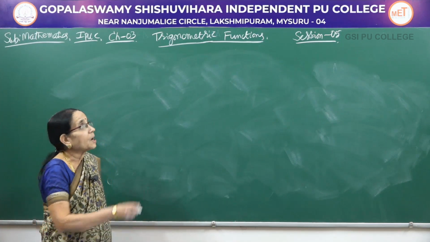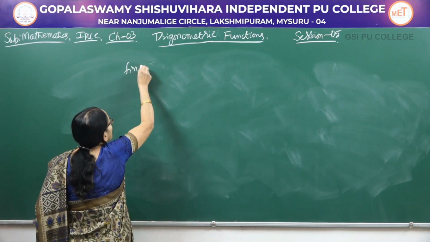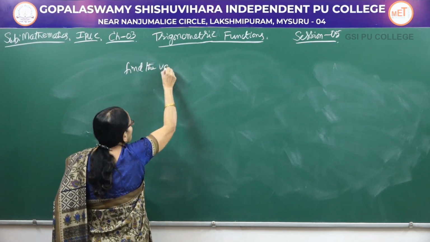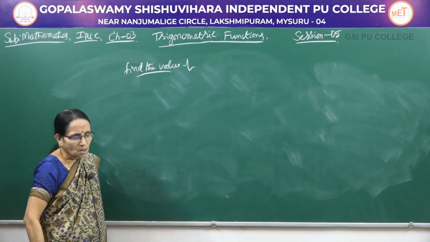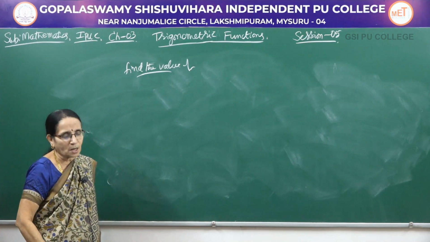Next is find the value of a particular trigonometric function. Usually it can be expected for a 2-mark question.